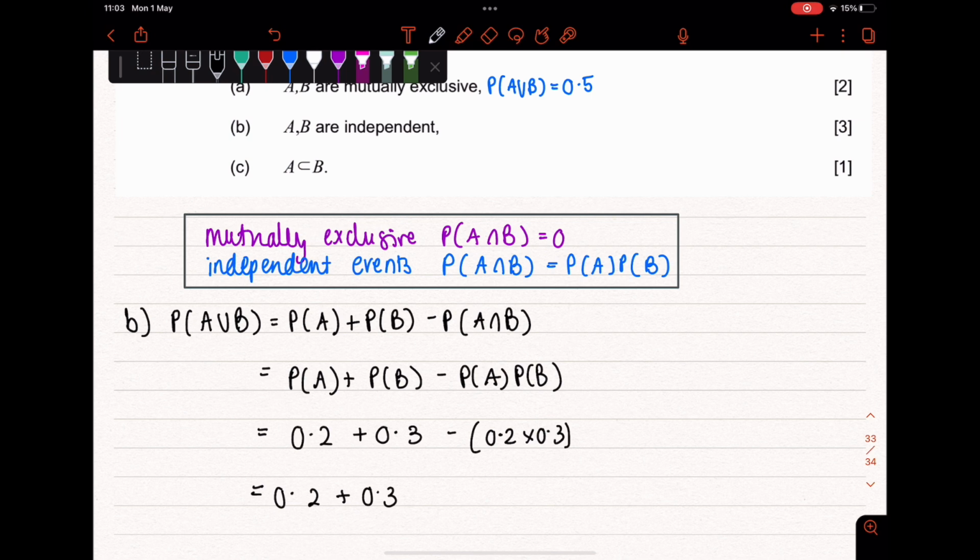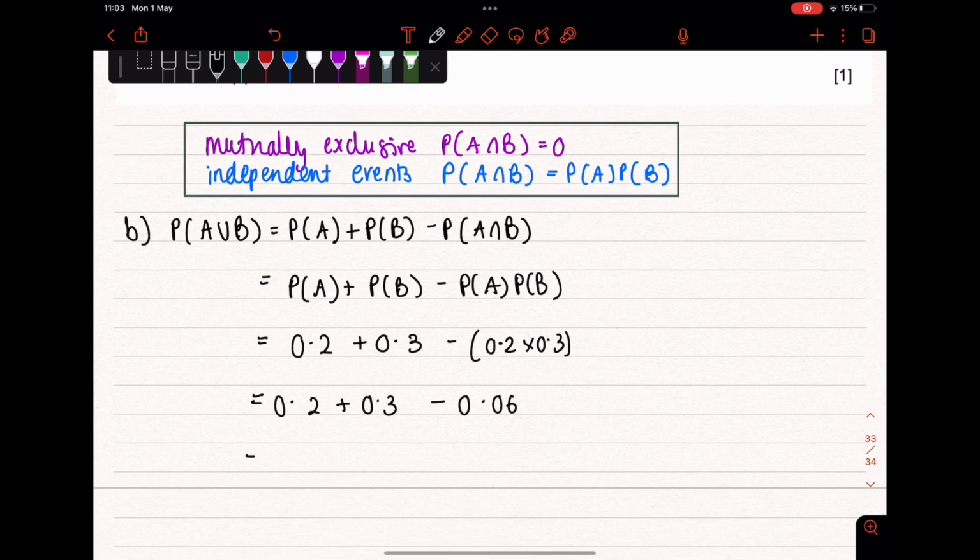So now if we add this together, we have 0.2 plus 0.3 minus 0.06, which gives us 0.5 minus 0.06, and now this is equal to 0.44.